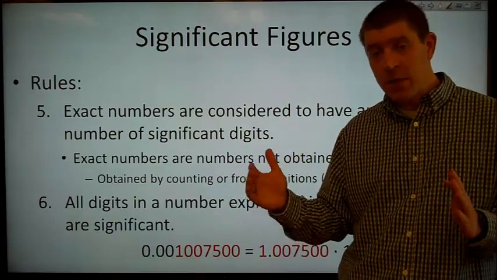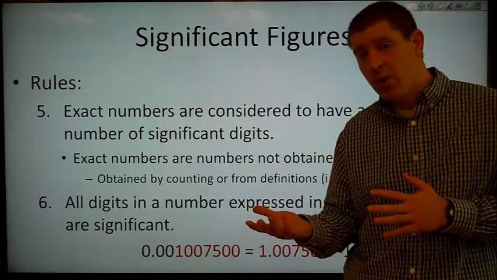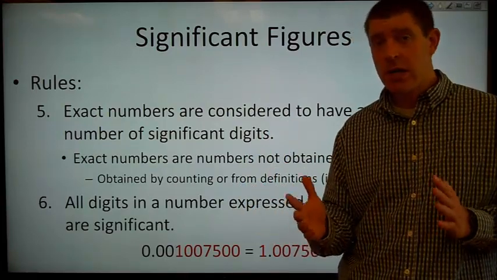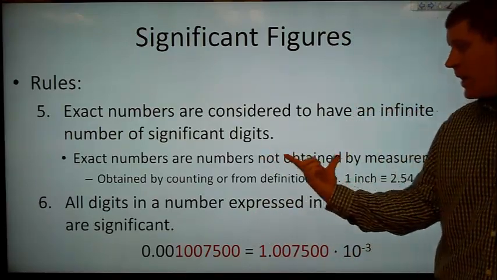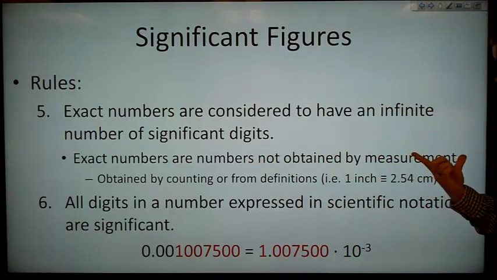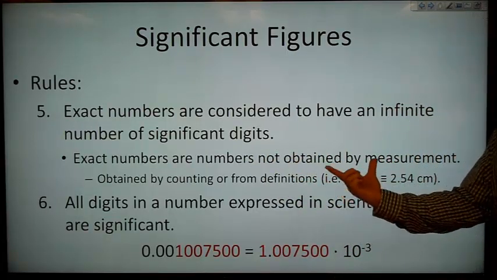If I count 7 people in the room, it's exactly 7. It's not 6.9 or 7.1. There's no uncertainty in that number. Again, we're assuming that I've counted correctly. So exact numbers are numbers that are not obtained by measurement. Counting is not measuring. So they are obtained by counting or from definitions.